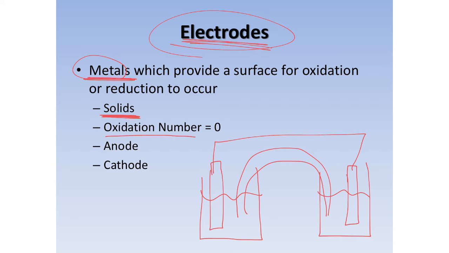Their oxidation number will always be 0 because they are the solid metal in its elemental form, not part of the solution. And then we have names for them. So we have the anode and the cathode are the names of our two electrodes. The anode is where oxidation occurs, and the cathode is where reduction occurs. And that is something that we will need to memorize.